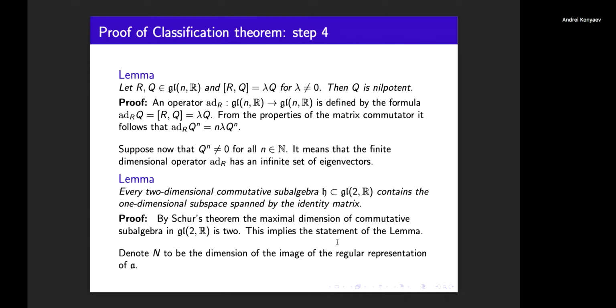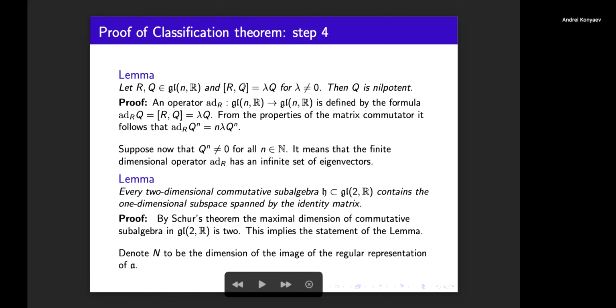We'll keep them in mind while working. One is as follows. Imagine that you have a pair of operators in arbitrary dimension, you commute them, and you get the same operator Q times some lambda which is not 0. Like, for example, this identity holds. Then it turns out that Q must be nilpotent.